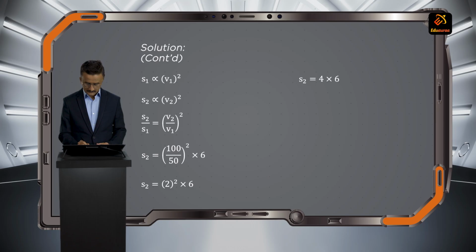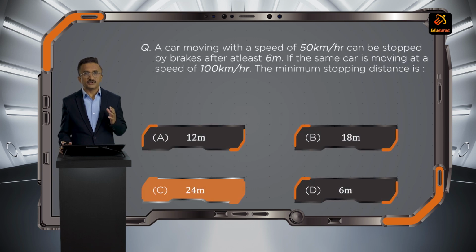Therefore, S2 is equal to 6 into 4. So that is equal to 24 meter. So the minimum stopping distance in the second case, it is 24 meter. So the correct option is option C, 24 meter.